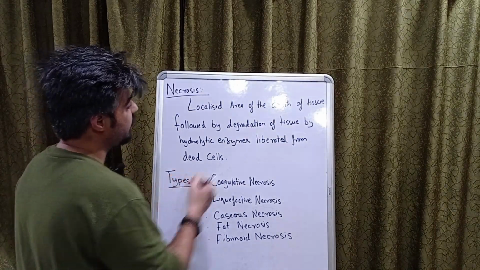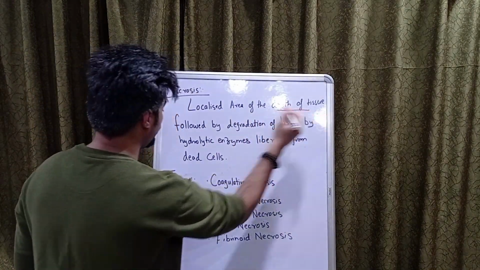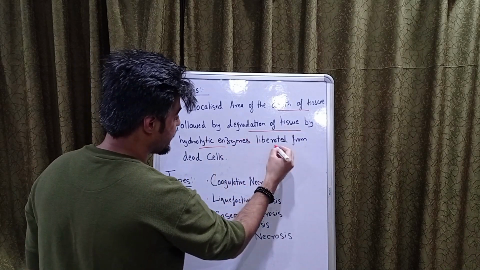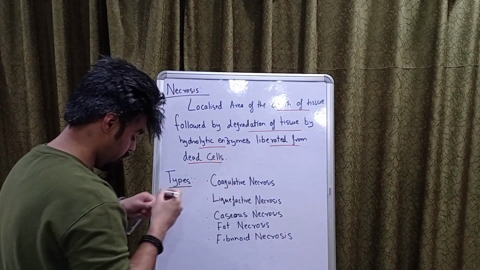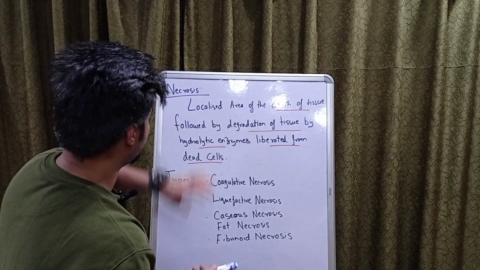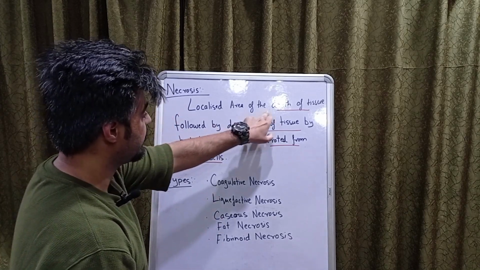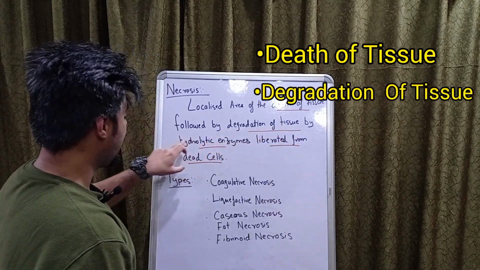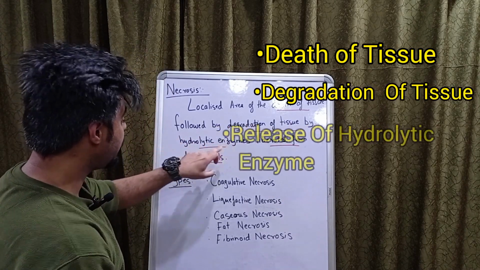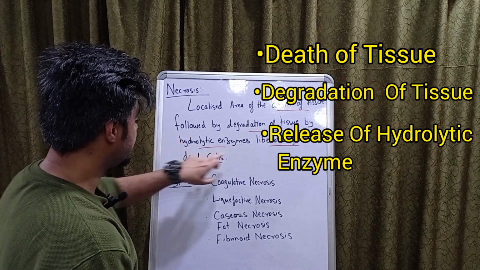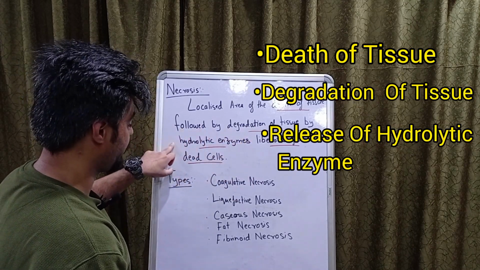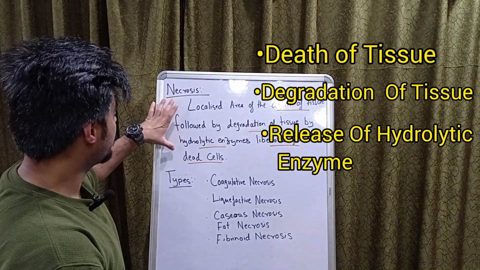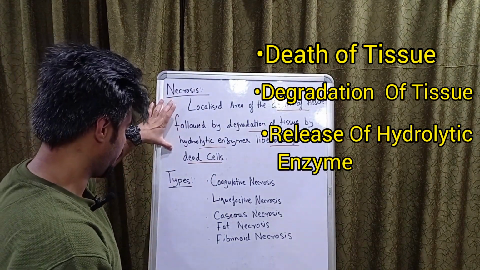So what is necrosis? Localized area of death of the tissue followed by the degradation of the tissue by the hydrolytic enzymes liberated from the dead cells. Basically, three processes occur in it: first, death of the tissue, then degradation of the tissue, and the last step is the release of hydrolytic enzymes from the dead cells. This is all called necrosis.